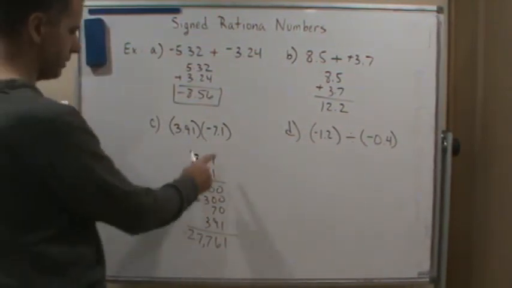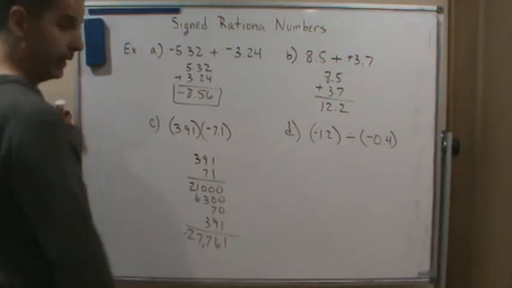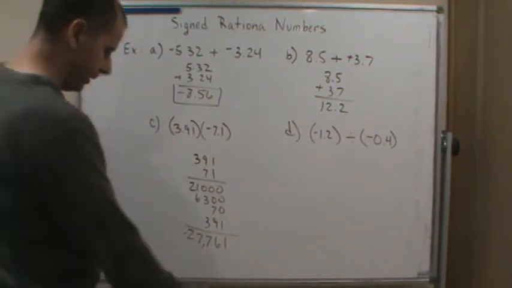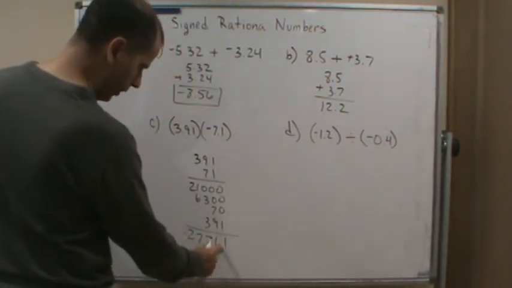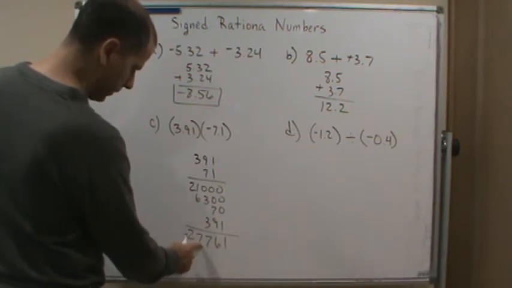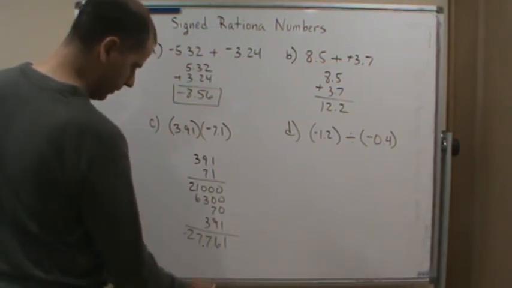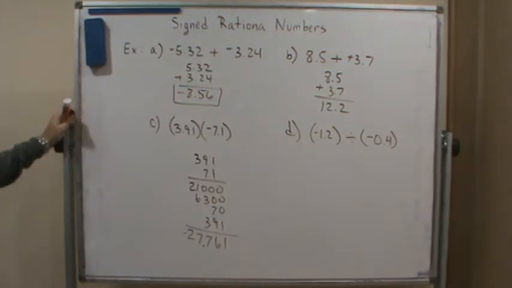And since I have 1, 2, 3 decimal places, I have to count 1, 2, 3 decimal places. And so the answer becomes negative 27.761. And I'm done.